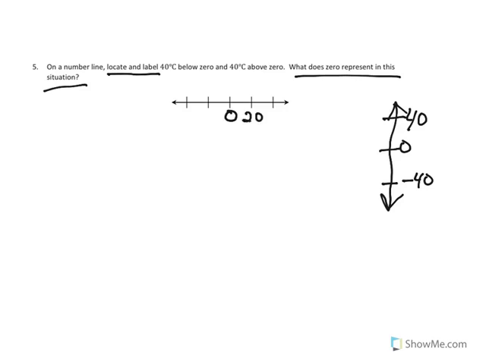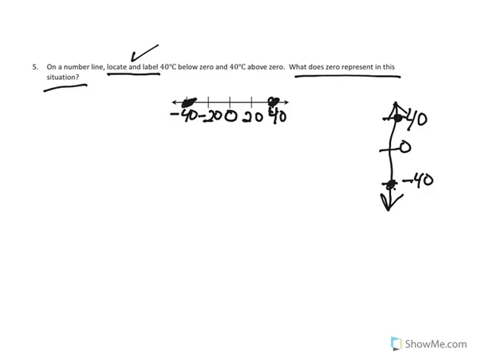So if we make this 20 and 40, then we can make this one -20 and -40. They usually make it easy for us when we're trying to figure out what increments to make them. So these were increments of 20. So now we can clearly see that 40 below would be -40, and so that belongs over here, and 40 above is +40. So now we've done the first part. We've located and labeled. Now, what does 0 represent in this situation?